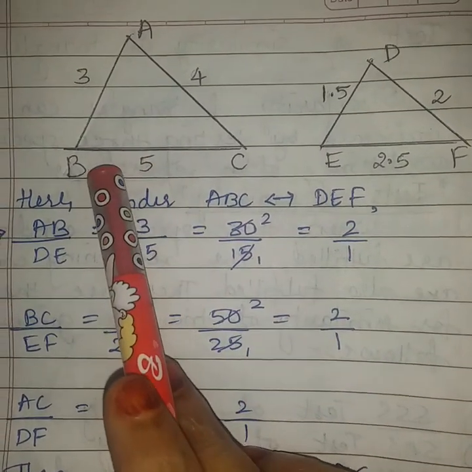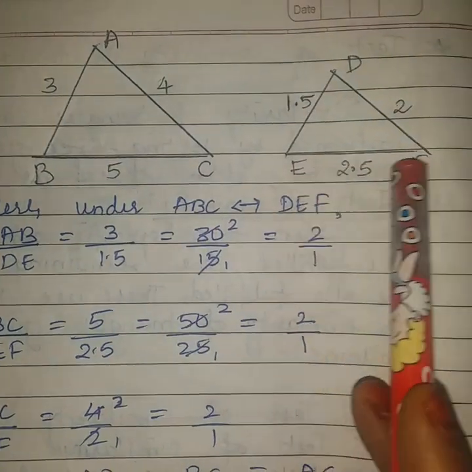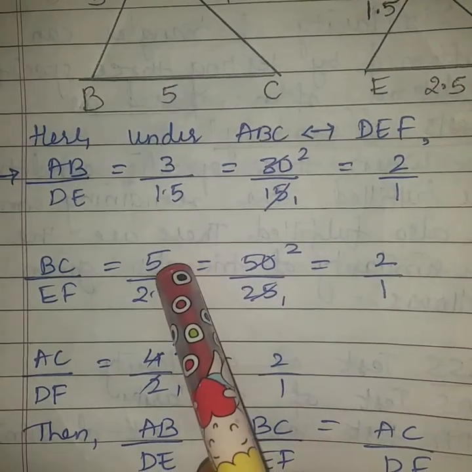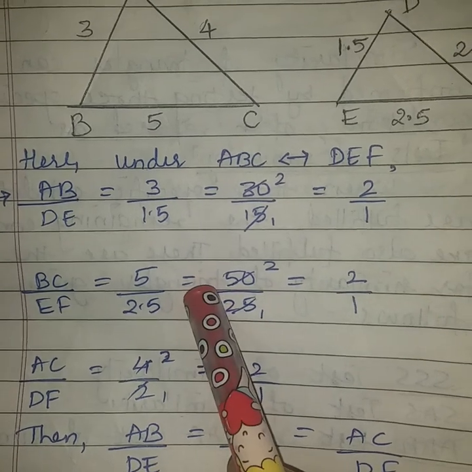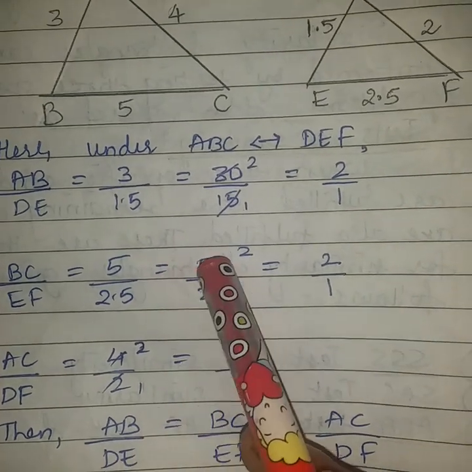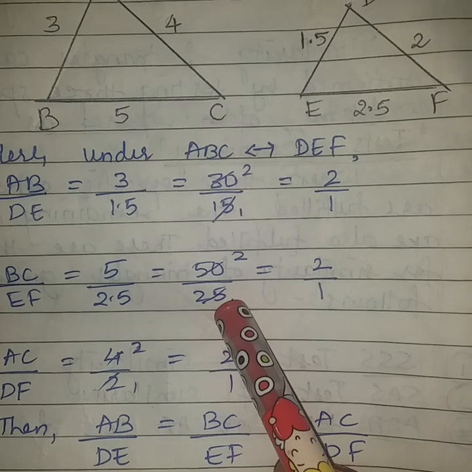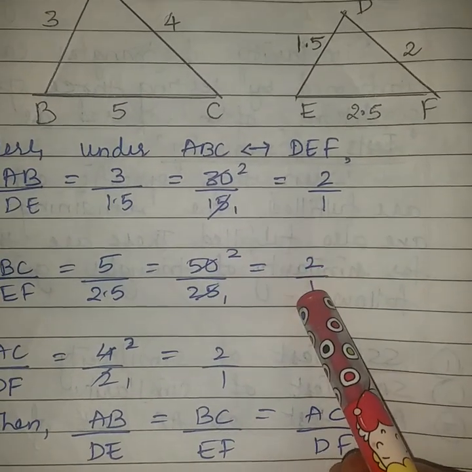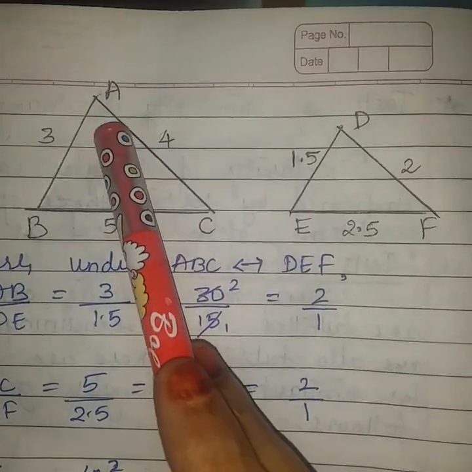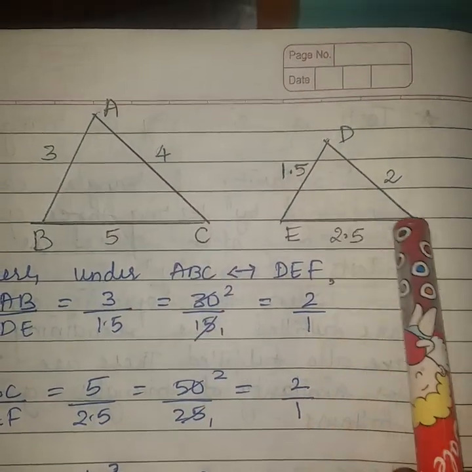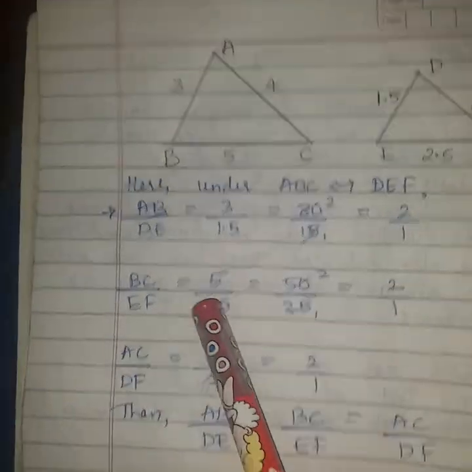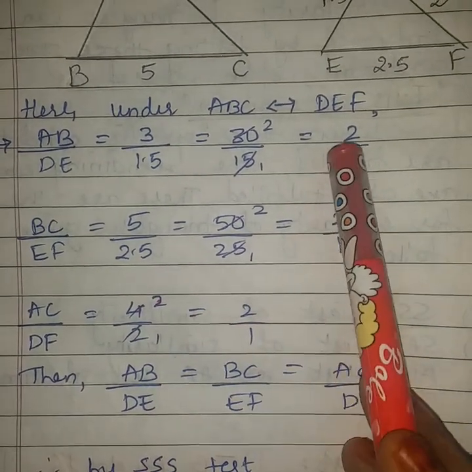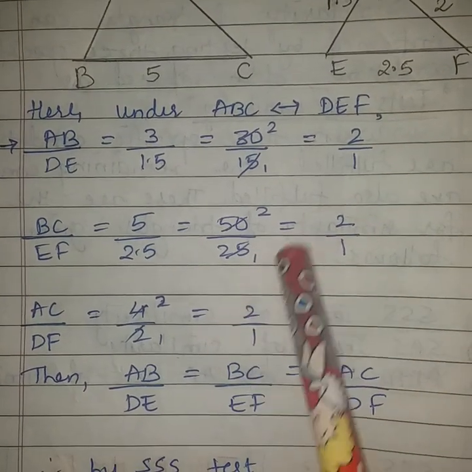Let us go with the second ratio, BC upon EF. BC is 5 and EF is 2.5, so 5 by 2.5. After removal of decimal points, it will be 50 by 25, so the simplest ratio is 2 by 1. And lastly, the third ratio, AC upon DF. AC is 4 and DF is 2, so it will be 4 by 2, that is 2 by 1. You can see that all the three ratios are equal to 2 by 1 each.